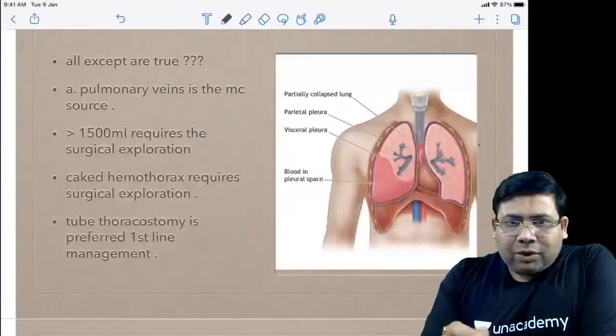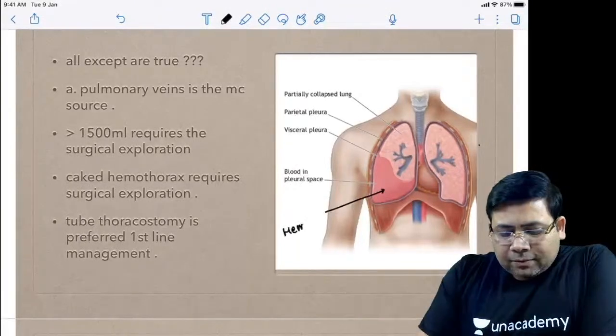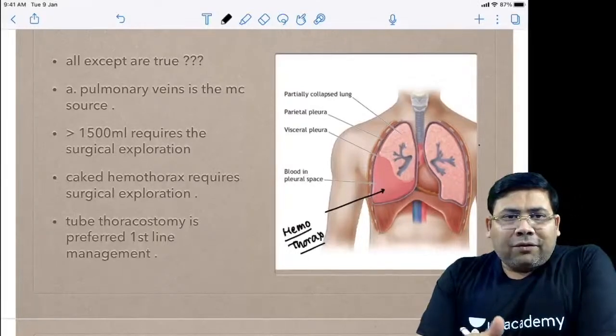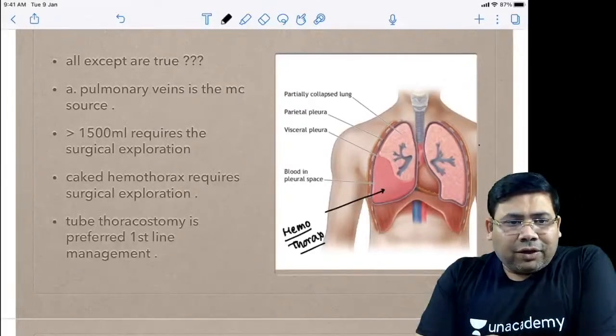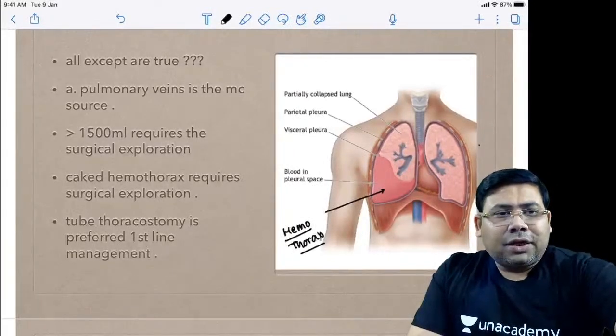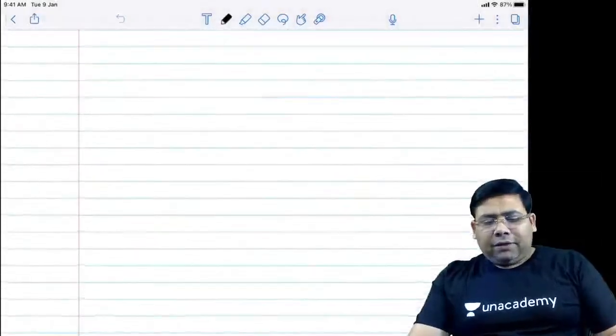So blood in the thoracic cavity helps us come to a decision that this is a case of hemothorax. Now let us read the options. Pulmonary vein is the most common source. More than 1500 ml requires what? A surgical exploration. Let us come back to the theory and then we'll discuss.